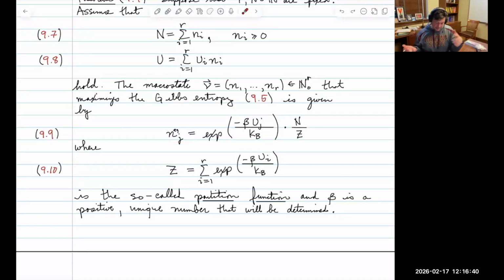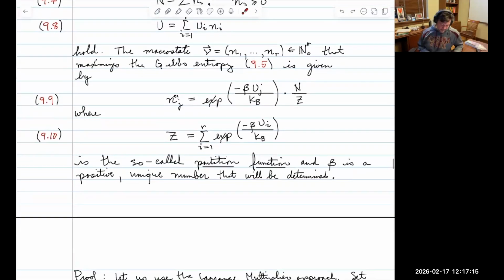The equilibrium state is characterized by R numbers. The jth number for the equilibrium macro state has a formula, and it is given as the exponential function of minus beta u_j divided by the Boltzmann constant, times the total number of particles divided by Z, the partition function, or what we're going to call the partition function, Z. Here in the States it's usually Z. This is called the partition function.